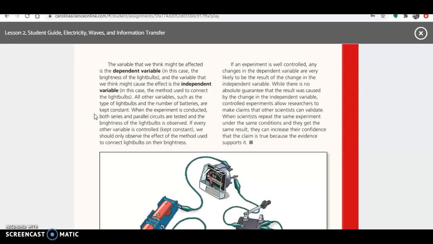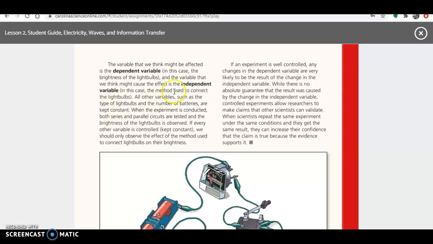If an experiment is well controlled, any changes in the dependent variable are very likely to be the result of the change in the independent variable. While there is no absolute guarantee that the result was caused by the change in the independent variable, controlled experiments allow researchers to make claims that other scientists can validate. When scientists repeat the same experiment under the same conditions and they get the same result, they can increase their confidence that the claim is true because the evidence supports it.